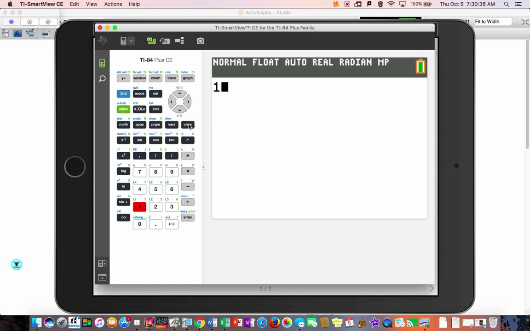So 16 and now we want to raise that to the 1,000 divided by 1,600. And so there'd be about 10.37 grams left.